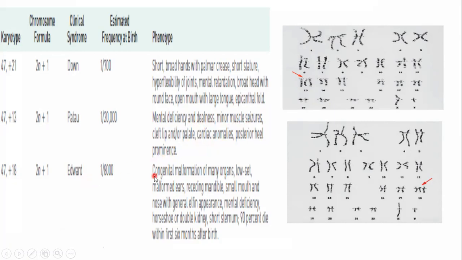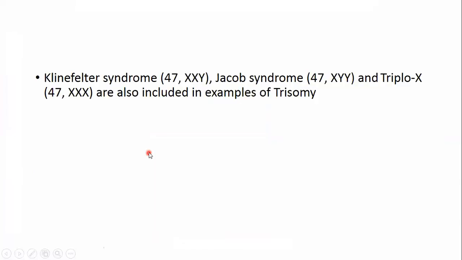While Edward syndrome can also cause congenital malformation of many organs, low set deformed ears, and it causes a receding mandible, small mouth, and nose with a general elfin appearance. So these are basically the symptoms of these disorders.